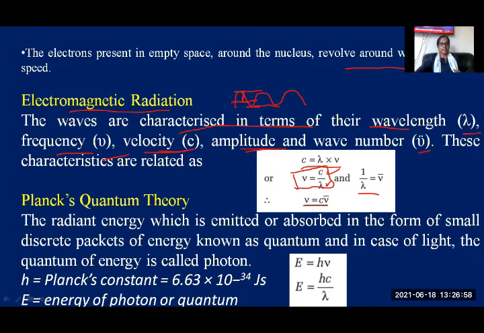Okay, and then two more observations. Two more experiments were carried out, and two more theories were developed. One is Planck's quantum theory and the other is black body radiation. When we say black body, it is a body which can emit all types of radiations. Such a body which can emit or absorb all kinds of radiation is called a black body.